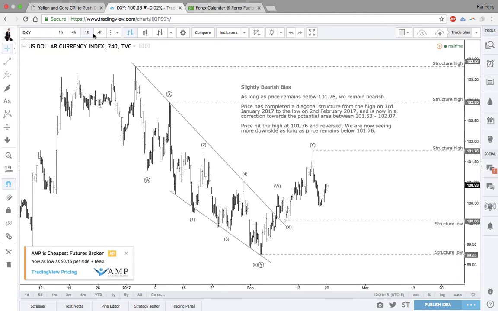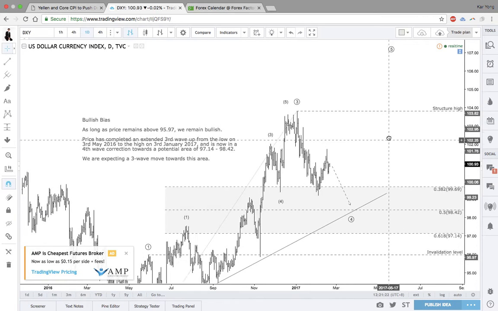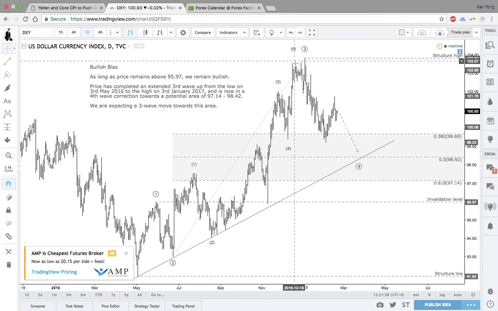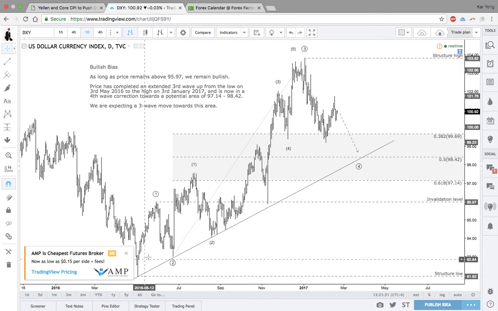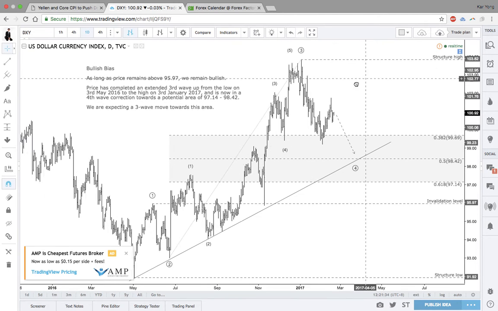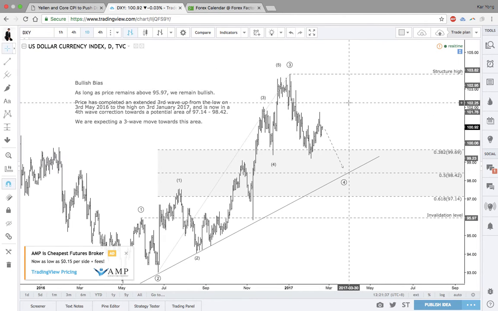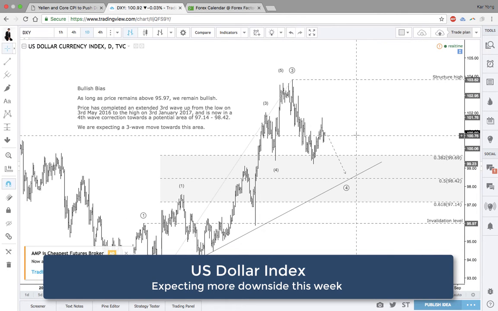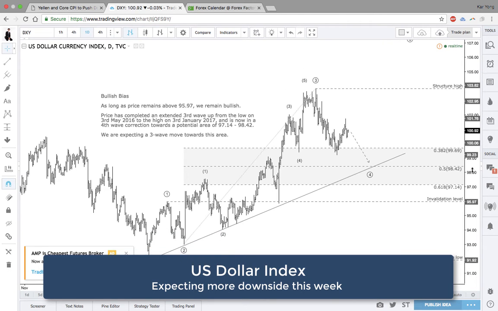If you look at the daily time frame, this is what we are looking out for. Since the start of this year, we see a drop, but this drop overall is actually a correction of the entire move since May 2016. We do not expect the rally to start simply because we expect one more move towards the downside to complete a 3-wave correction, somewhere between the 98.4 to 97.1 area. As long as price doesn't breach below this invalidation level of 95.97, we're going to hold a bullish bias on the dollar index in the long term.